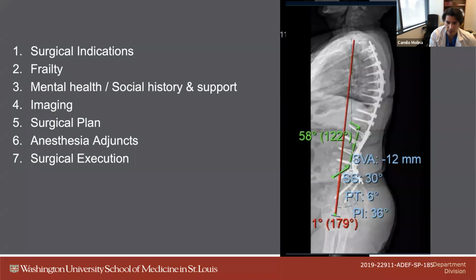It used to be 8 degrees, and now it's 6 degrees. So her SVA looks slightly negative at 1 centimeter. But the T1 pelvic angle is essentially 1 degree. So her thoracic spine is essentially completely above her femoral heads.